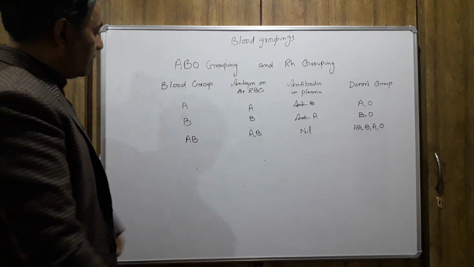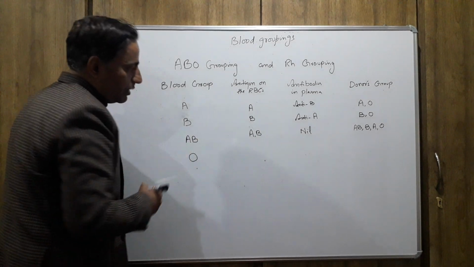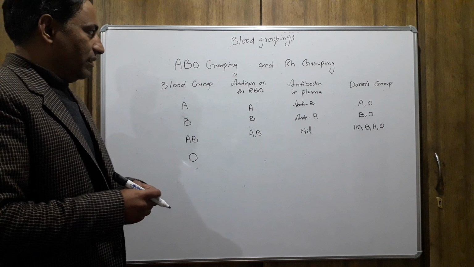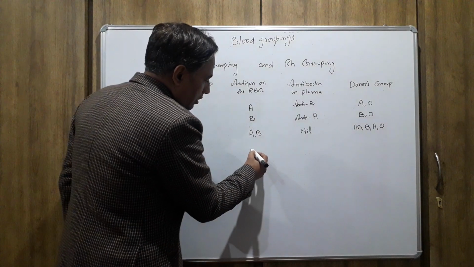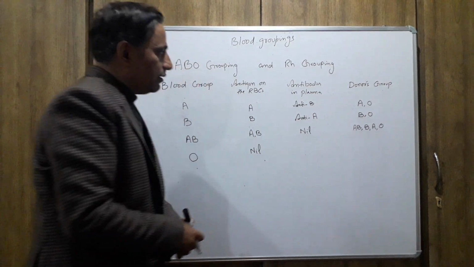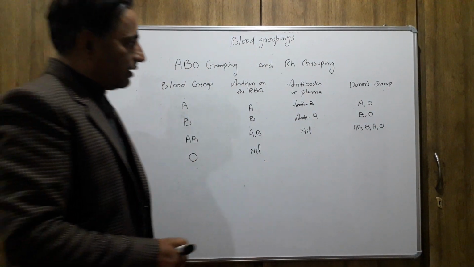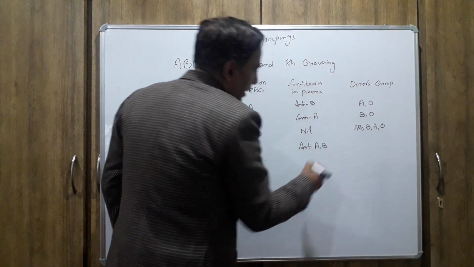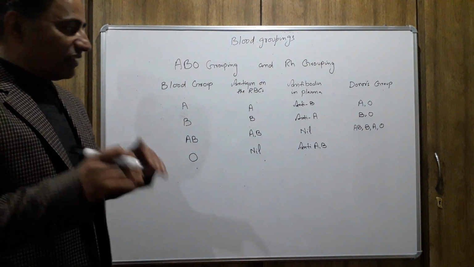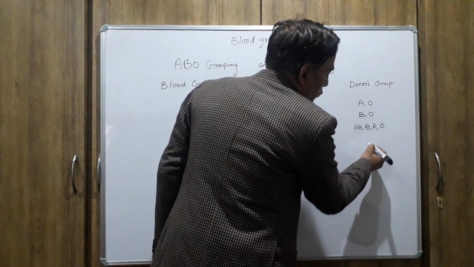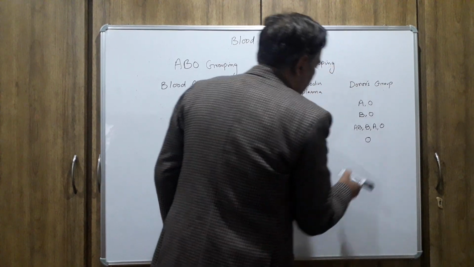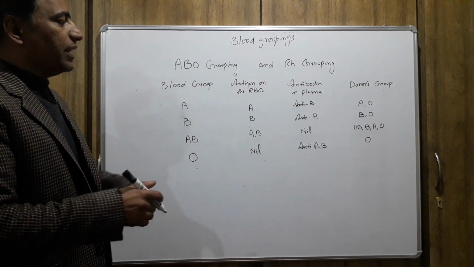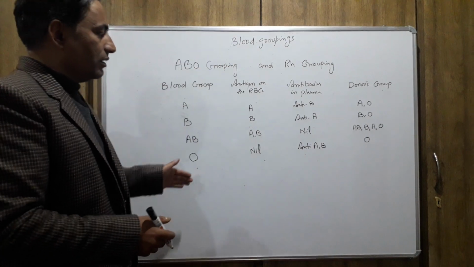Similarly, if a person has blood group O, that means this person's RBCs do not contain any antigen. So antigens are absent. And such a person's plasma would contain antibodies, anti-A and anti-B. And such a person would only receive the blood of a person whose blood group is O. That means O blood group persons would only be given blood of a person who himself has the blood group O.